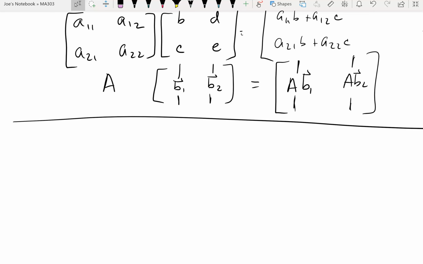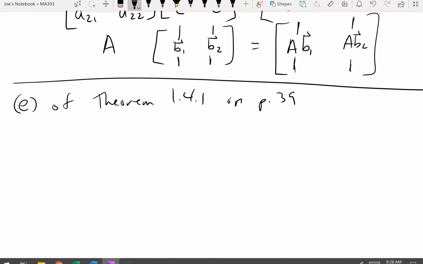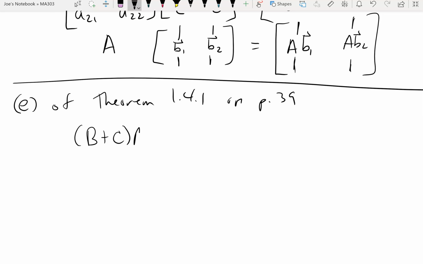Okay? So when I did that on the video, I showed you that matrix multiplication distributes over sums. So let's see if we can do another one like that. Let's do the other side. So let's say we had, this is actually property E in theorem 1.4.1 on page 39. It says that B plus C times A has to be BA plus CA.